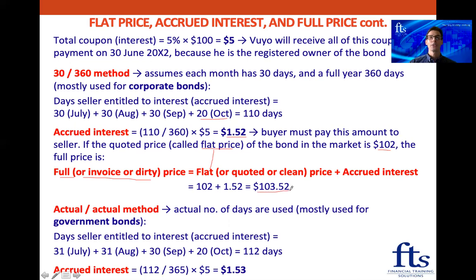That's the full price. So why do they quote the flat price in the market and not the full price? The problem with the full price is that if the 103.52 was quoted, that would be misleading, because the price would go up every day as the accrued interest increases. So then the bond price would be going up every day due to accrued interest, not because the issuer's credit quality is improving. So that's why we rather use the flat or the quoted price in the market.